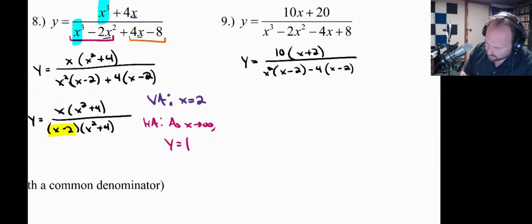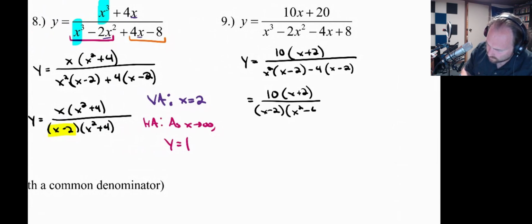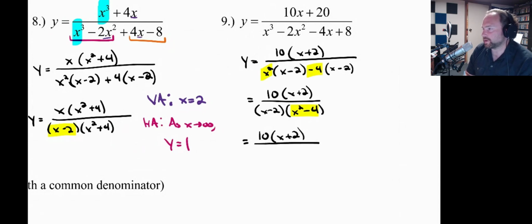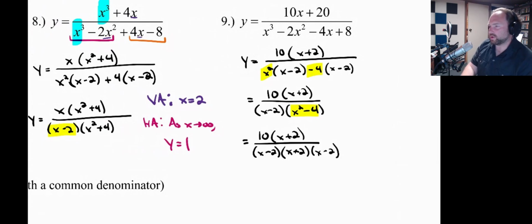So on the top, 10 times x plus 2. On the bottom, it's x minus 2 times x squared minus 4, taking the x squared and the minus 4 and putting those together. But then that itself can also be factored. So x squared minus 4 is a difference of squares. Leaving x minus 2 to the side, that can be factored into x plus 2 and x minus 2. There we go. That is the perfectly factored version of this problem.